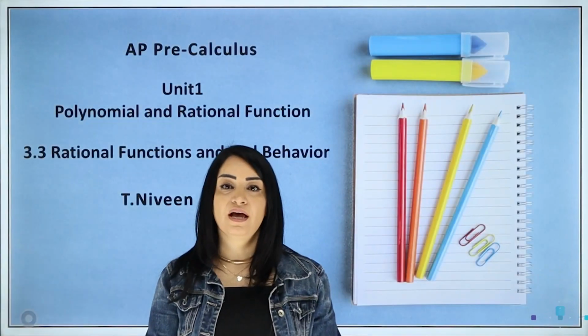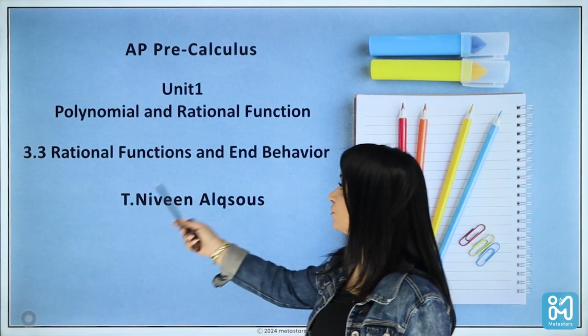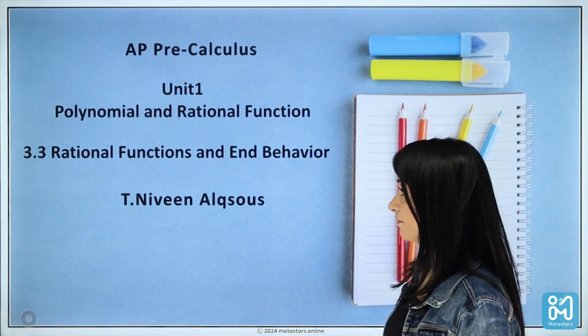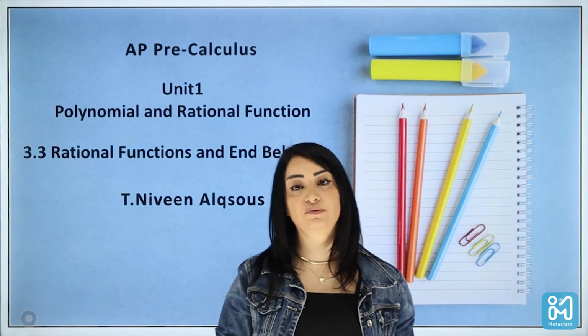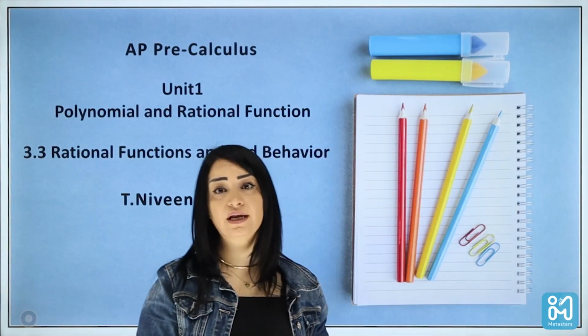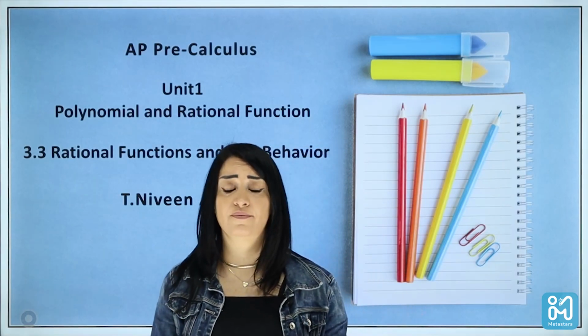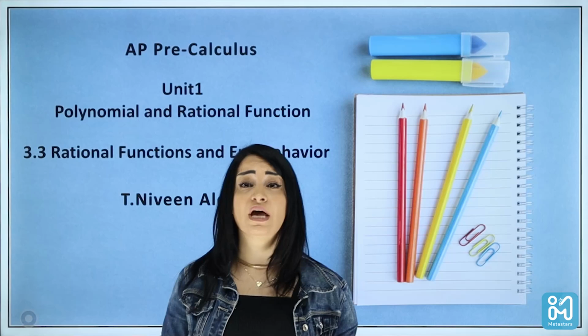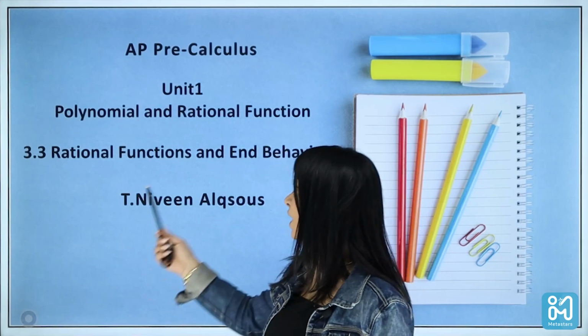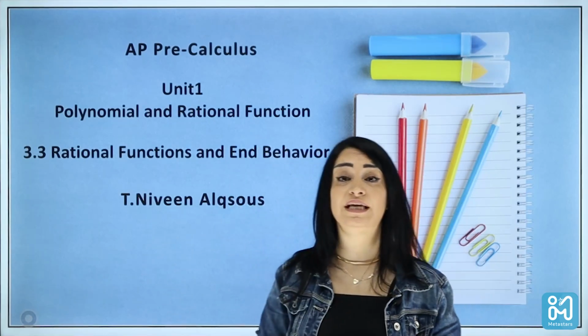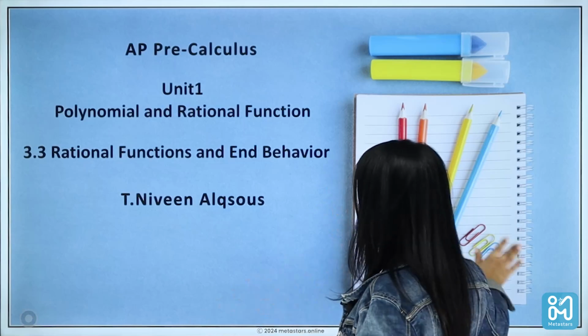Hi everyone. Today we will explain the rational function and the end behavior. In the previous videos, we explained what we mean by rational function, what the domain is, what the vertical asymptote is, what the hole is, and what the zeros are. Now we're going to go to the end behavior and the horizontal asymptote. So let's start.